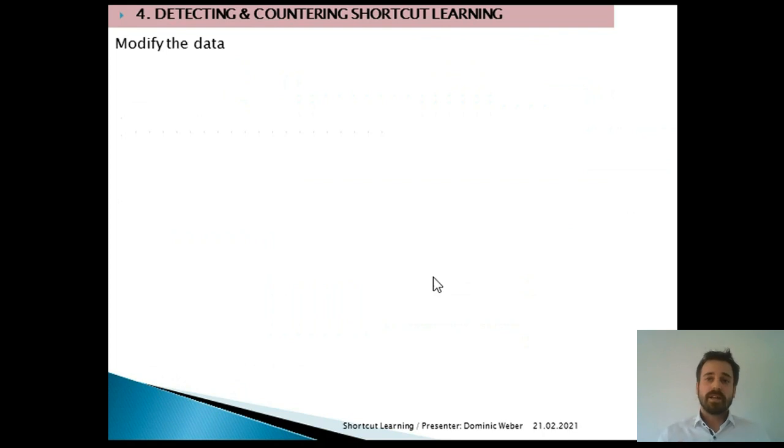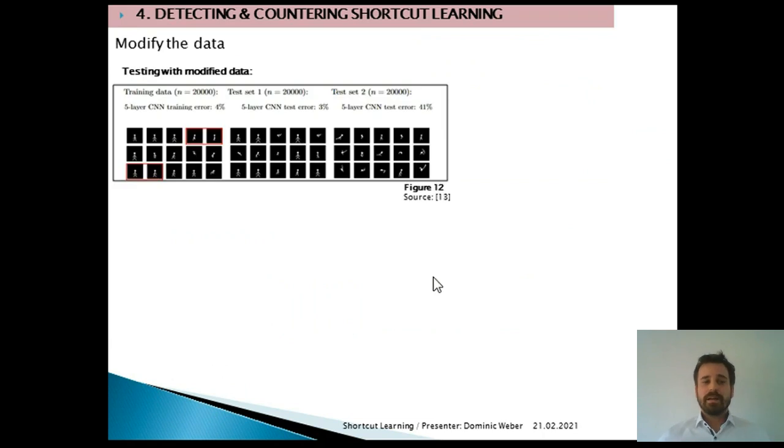Well, an obvious starting point is modifying the data. In this example here, the task was to classify between adult and child stick figures. Obviously, adults are taller, but in the training set, they also had less movement than children. So in the middle test set here, this is an IID test set. We have a very low error.